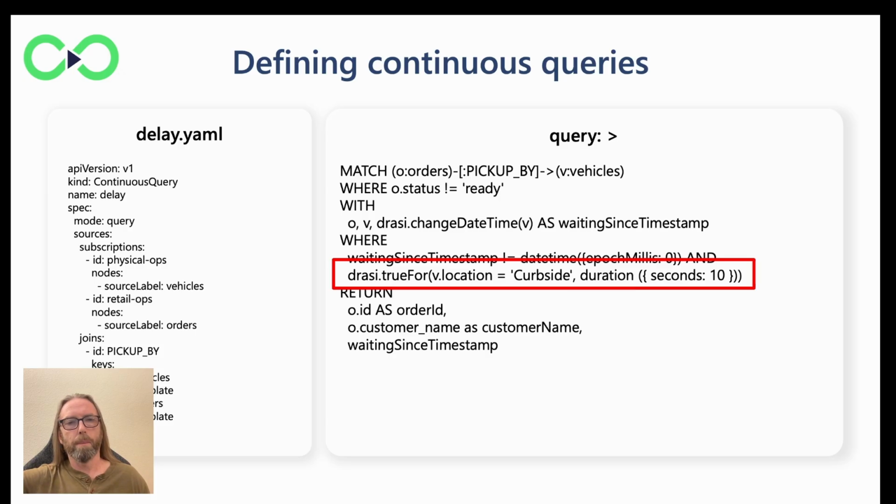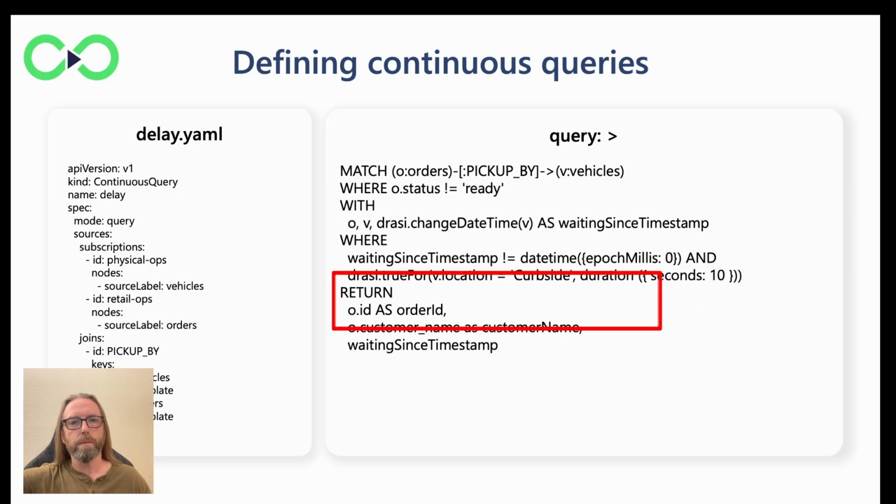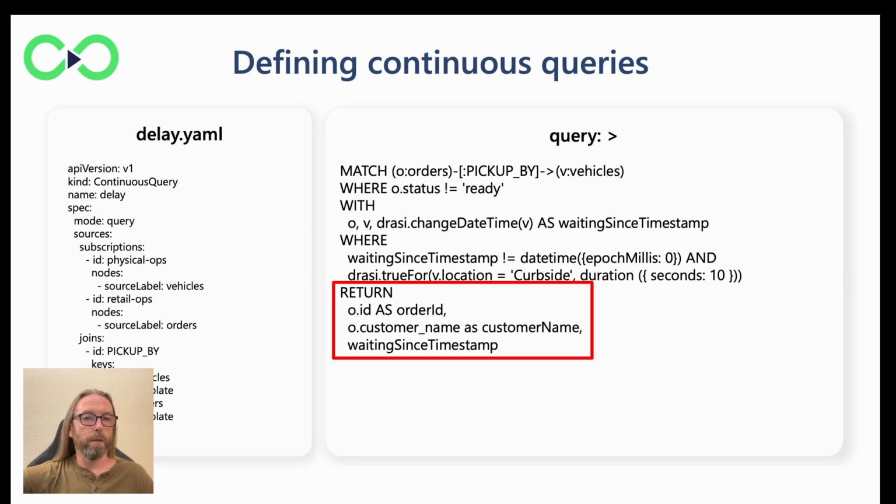So when something first comes along into this result set and its status is not ready and its vehicle location is curbside, Drasi will start timing that. And once it's been true for 15 seconds, then it will get put into the result set. And therefore, we start to see this query being an observer of vehicles that have been waiting too long. In this case, we've got a return set which is much smaller than the one we had previously, because we're interested in a smaller data set.